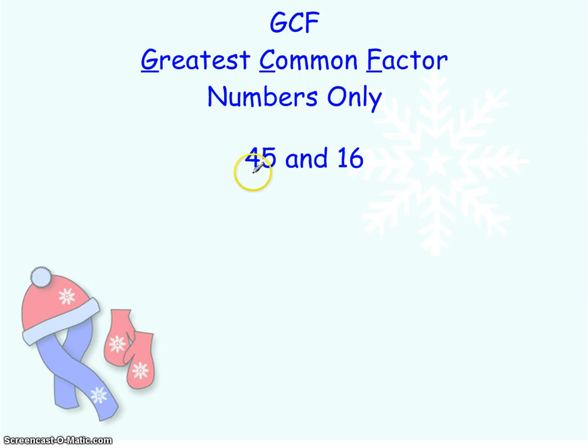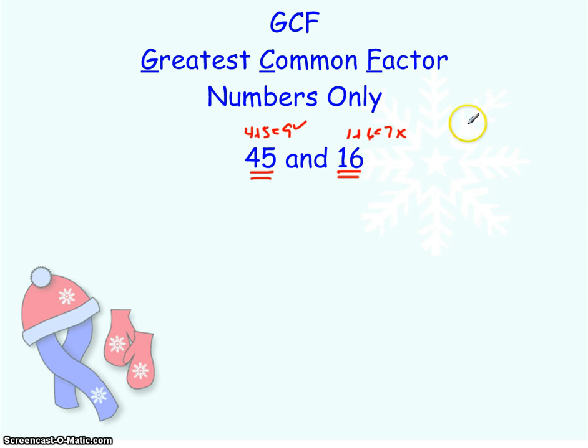Alright, new one here, we've got 45 and 16. So we're going to check the divisibility rules that we talked about. They're not both even, so they can't be divided by 2. So we're going to check 3. 4 plus 5 is 9, which can be divided by 3, so that works for 3. 1 plus 6 is 7, so that can't be divided by 3. Check, 45 can't be divided by 4. 16 can't be divided by 5.